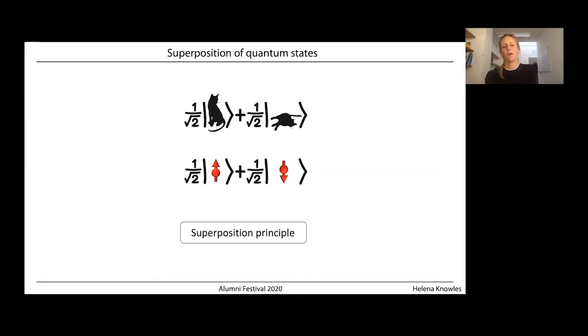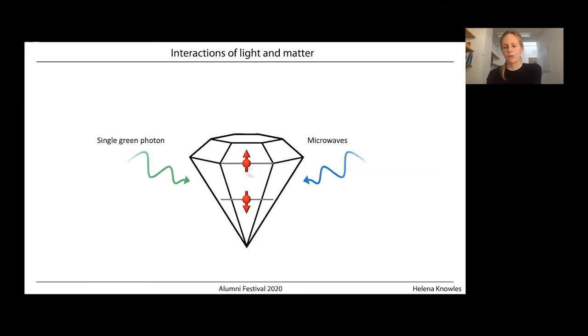So we're going to look at how we control this in the lab, and I will show you some pictures of what this looks like in the lab in a moment. But again, a simplified diagram of how the system works is that we have these two levels, the spin in a diamond, and now we have two handles from quantum optics that we can use to control this spin.